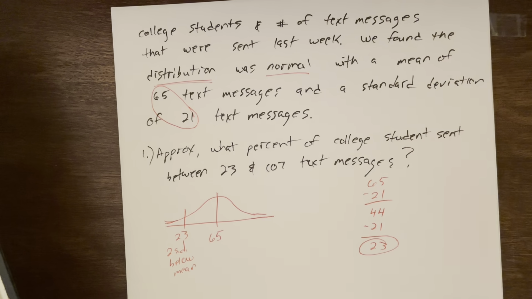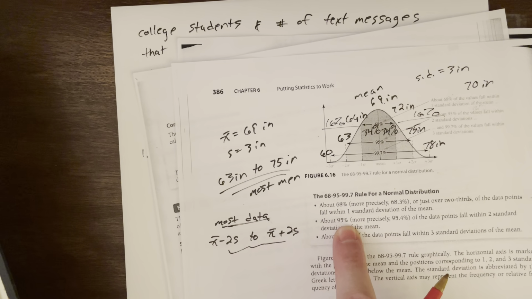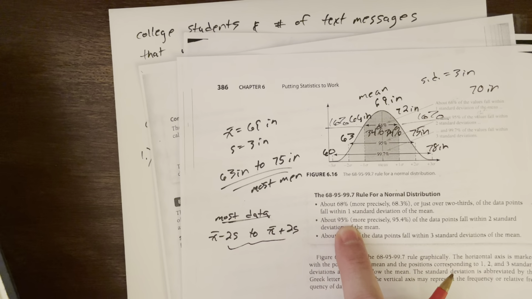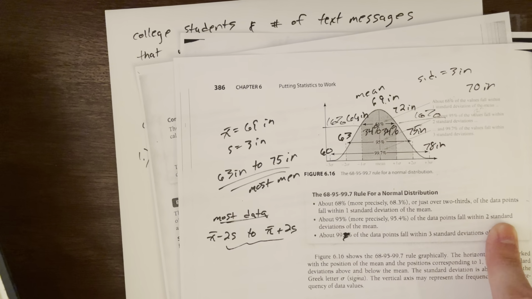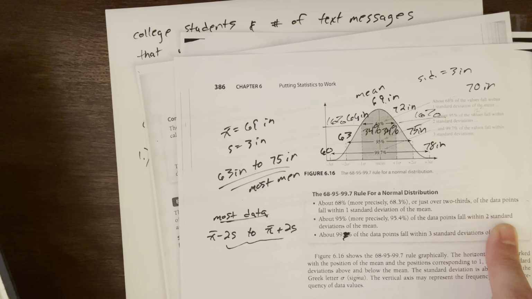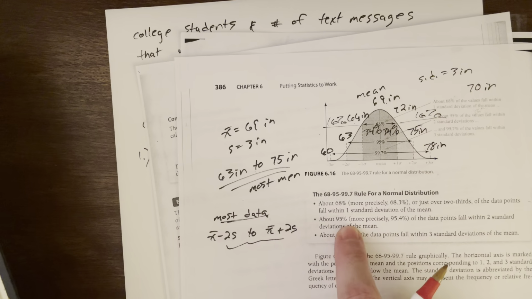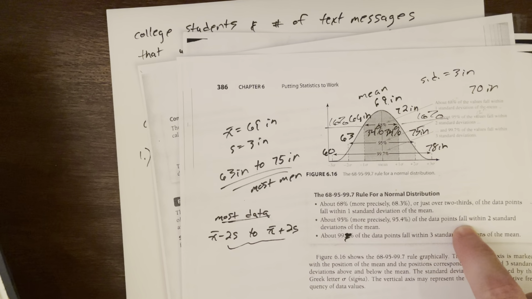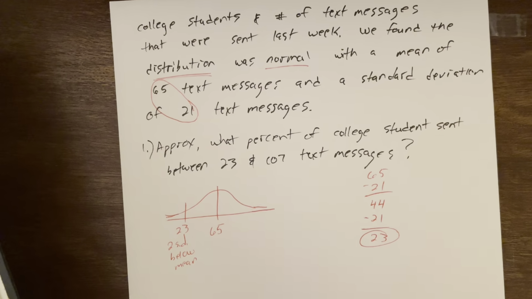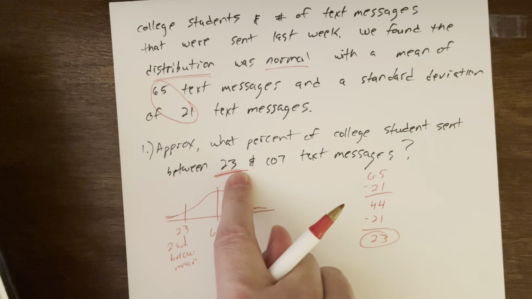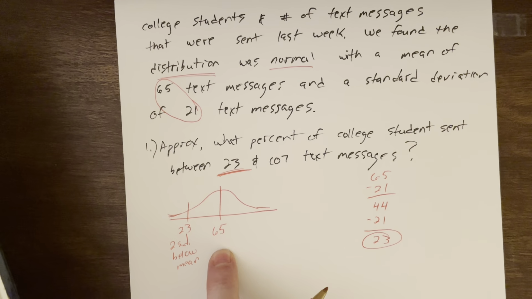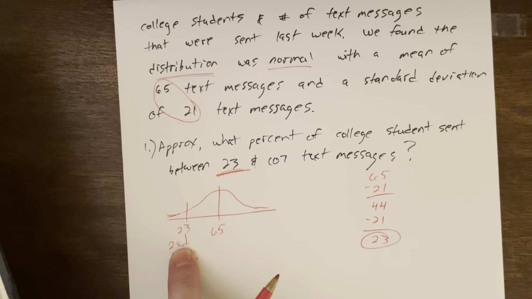So with that in mind, a lot of people are already jumping here, but remember, we've got to see specifically the idea of falling within 2 standard deviations. It's got to be exactly 2 standard deviations below to exactly 2 standard deviations above. So let's continue. We saw the connection between 23 and the mean, that it is 2 standard deviations below.